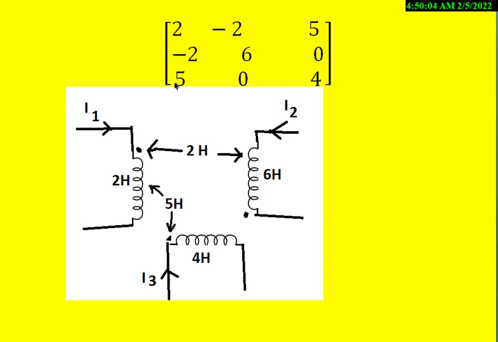Then L31, the mutual inductance between coil 3 and coil 1, is just like L13, so we get here again 5. Then L32, this is the third coil, this is the second coil, there is no mutual inductance, so put 0. Then L33 means self-inductance, so put 4 here. So that completes the inductance matrix of this circuit.